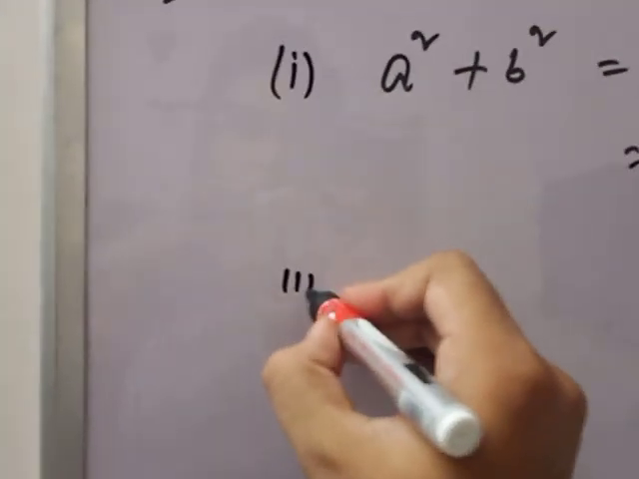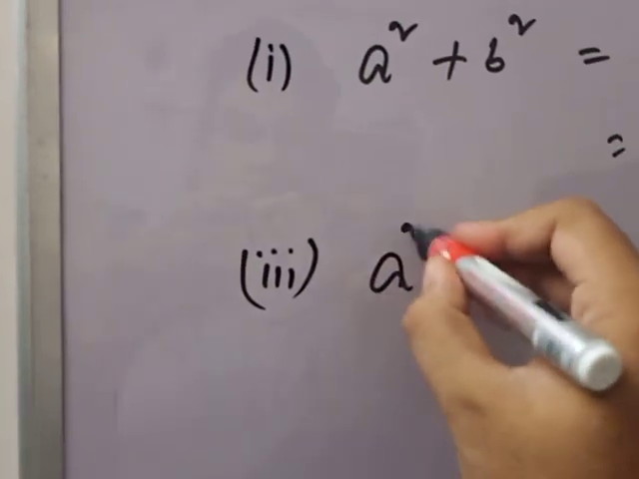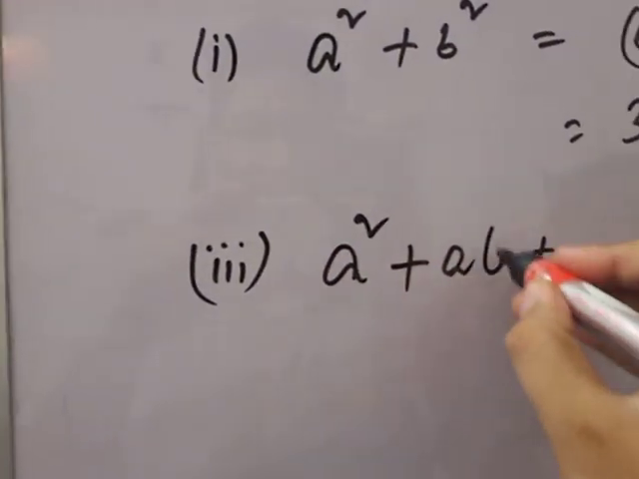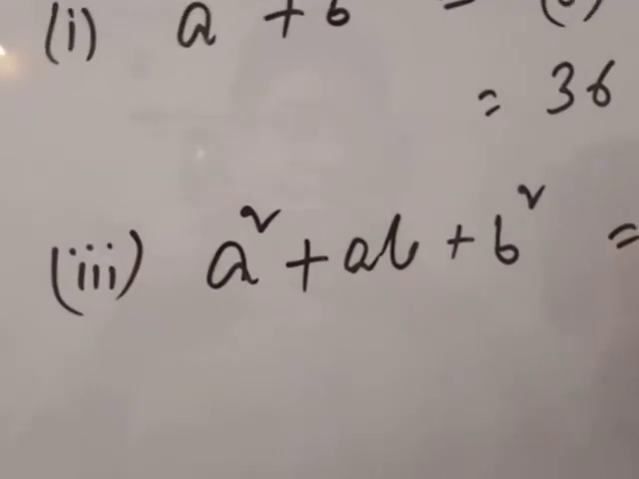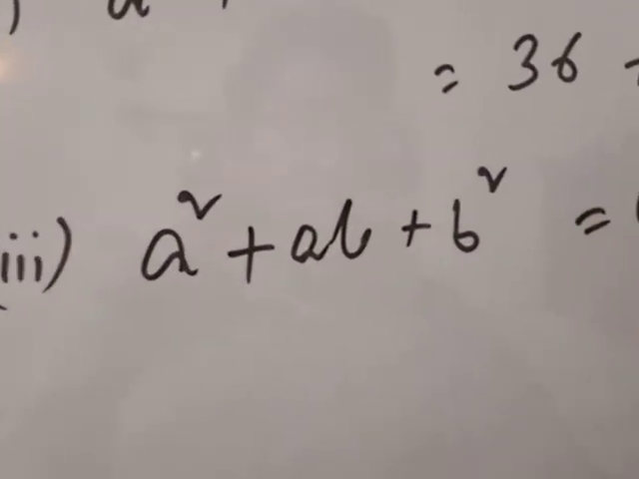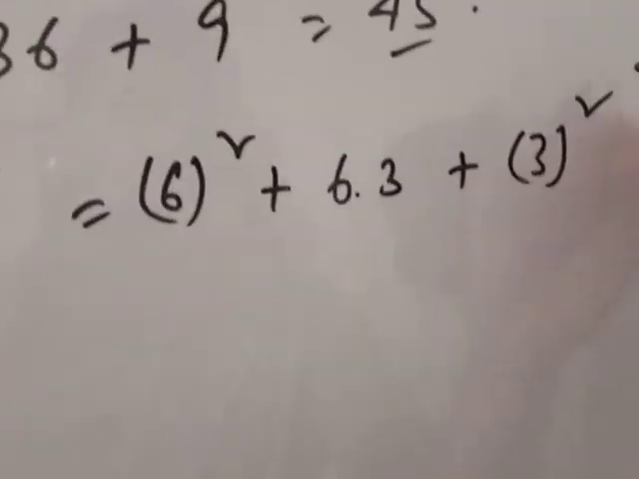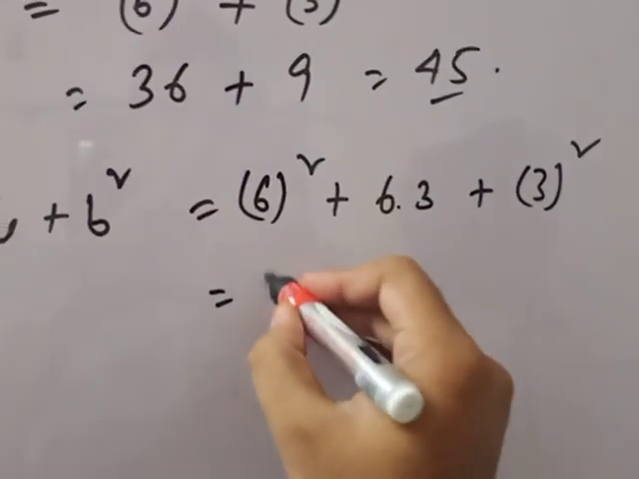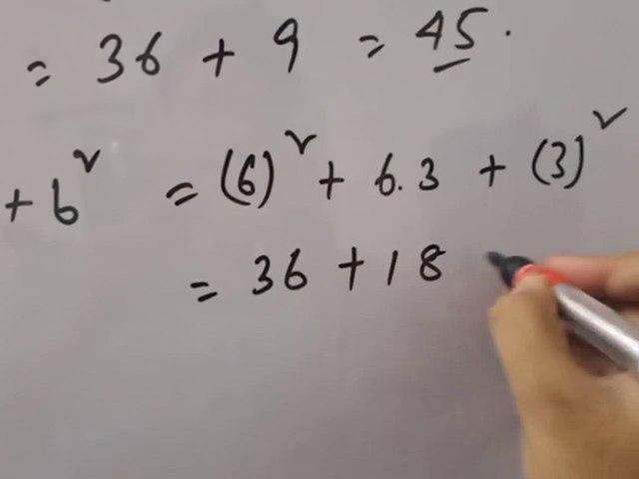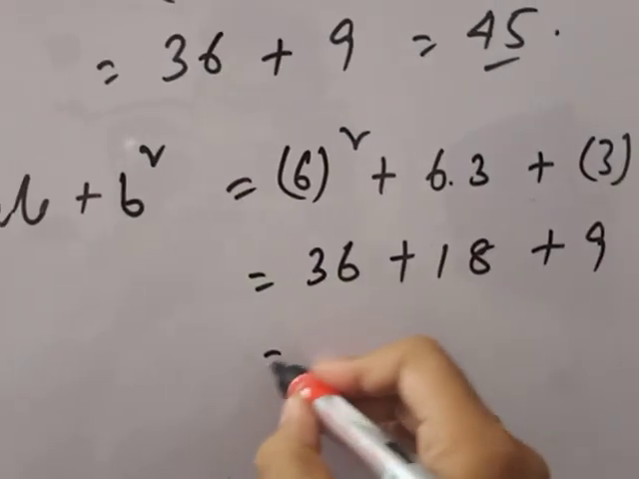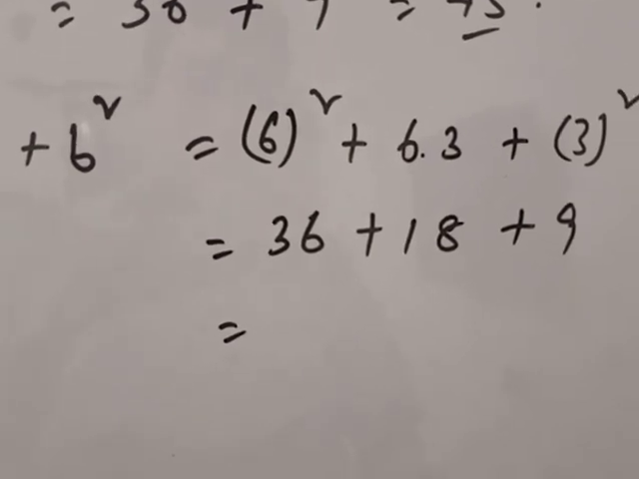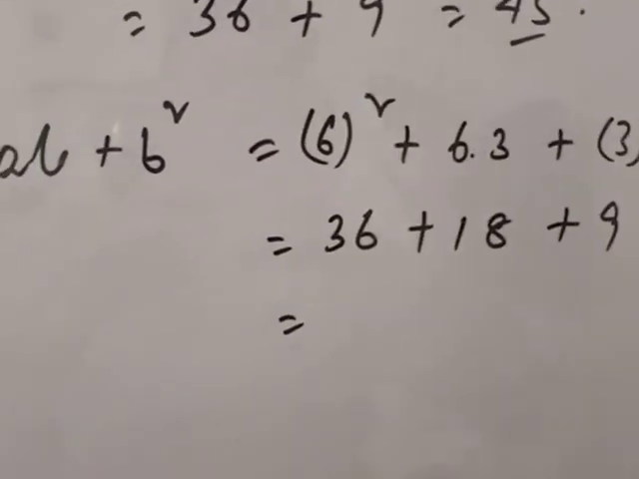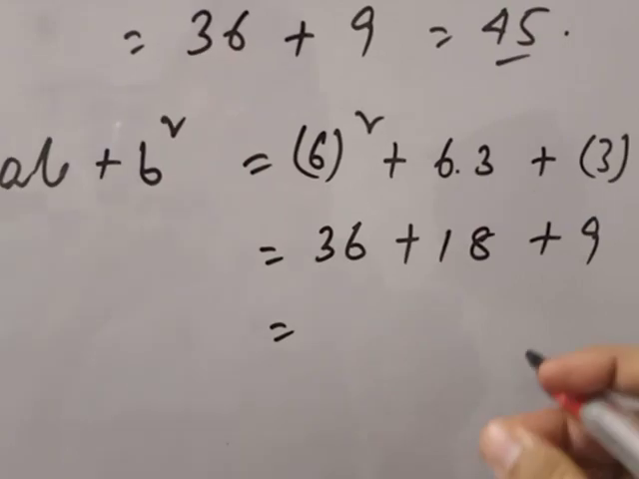Next, number 2 is very easy, so I am doing number 3. Number 3 is a very important part. See, a square plus ab plus b square. So a square means 6 square, plus 6 into 3, plus 3 square. So 36 plus 18 plus 9. 36 plus 18 is 54, and 54 plus 9 is 63.